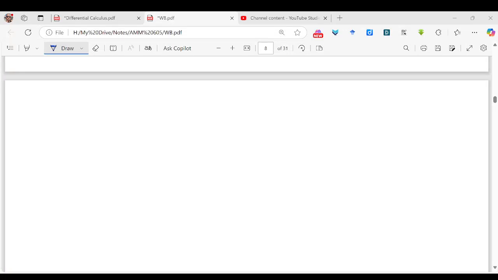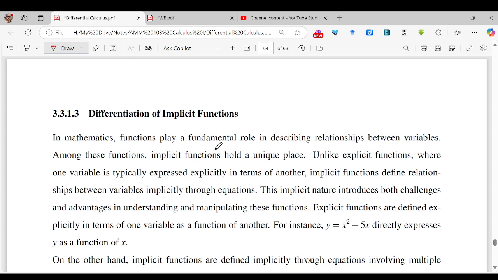Hello viewers, welcome to this session. In this session, we talk about the applications of total derivatives to find the derivative of implicit functions.